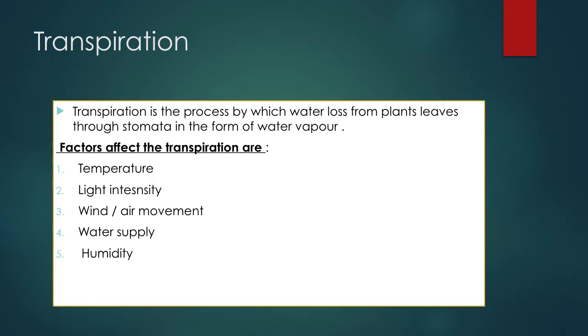So the water absorption is related to the transpiration. What is meant by transpiration? Transpiration is the process by which water is lost in the form of water vapor through the stomata of the leaf. And some factors are affecting this transpiration.